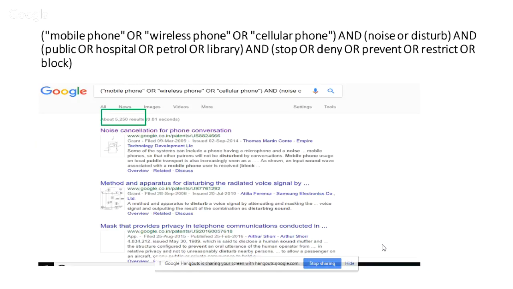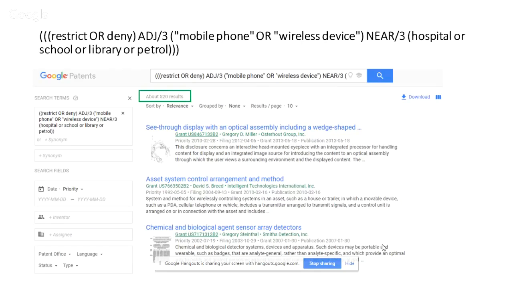The same query I performed on Google Patents, and we got 5,250 results. Again we tried narrowing down the query, and the same narrowed query performed on Google Patents brought it down to 520 results. As you can see in the extreme left part of this screen, we have used the proximity operators, that is adjoining and near, so as to narrow down our search results. Also, we have reduced the number of keywords that were used initially.